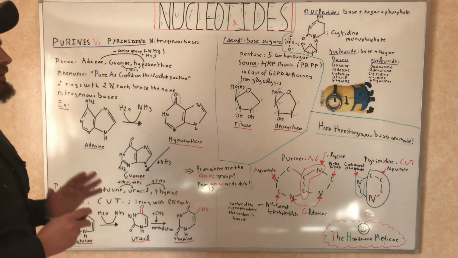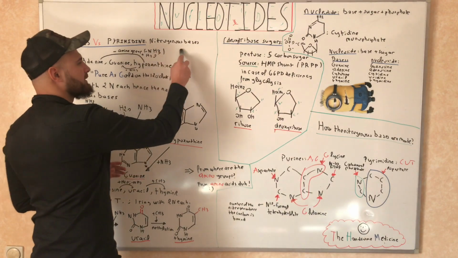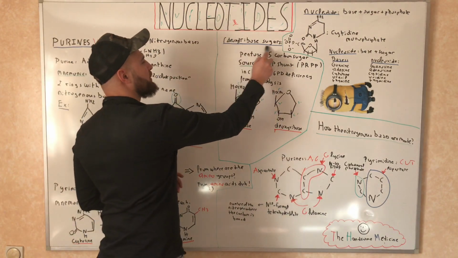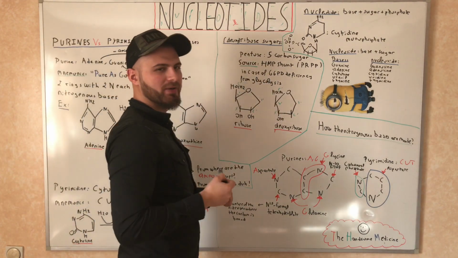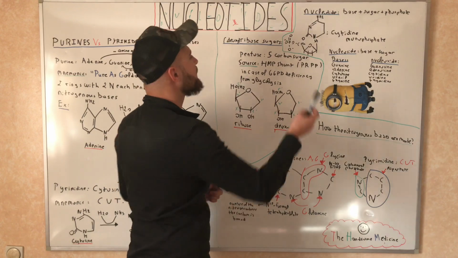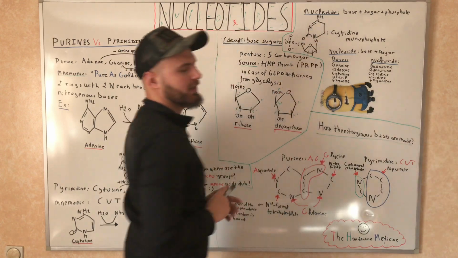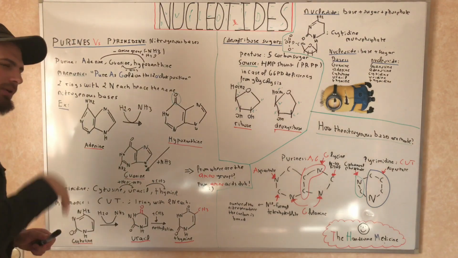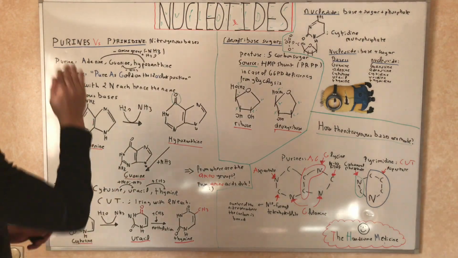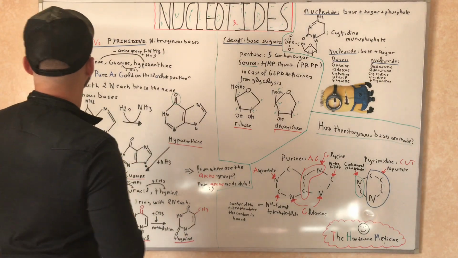So what is a nucleotide? A nucleotide is a nitrogenous base plus a ribose or deoxyribose sugar, depending on whether it's RNA or DNA, and a phosphate. Okay, to make it simple. I will go into more detail for you to understand every structure.